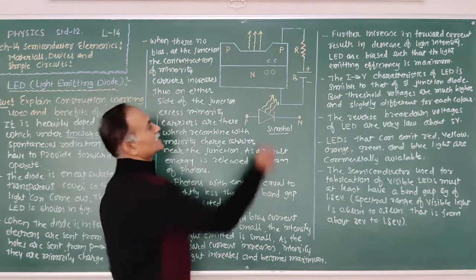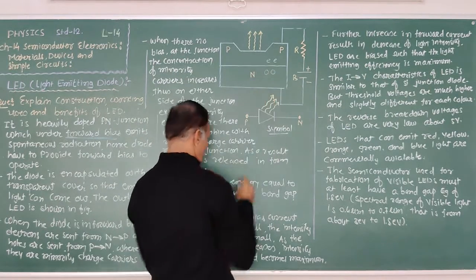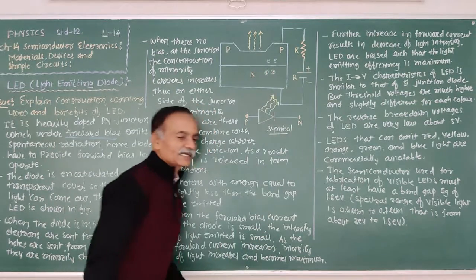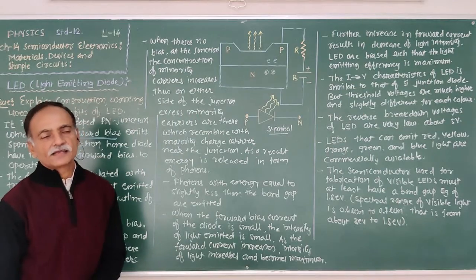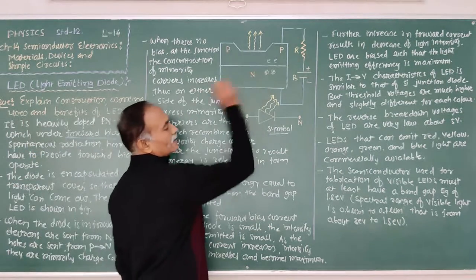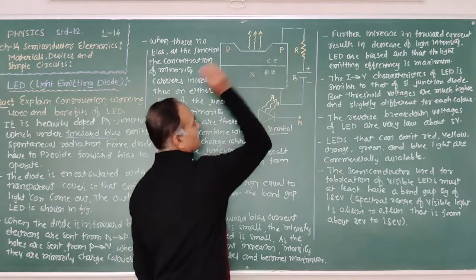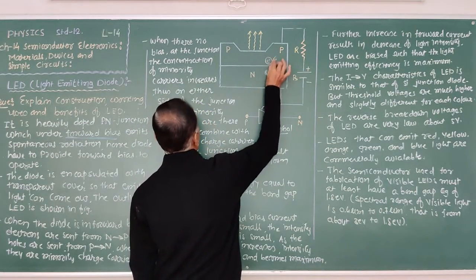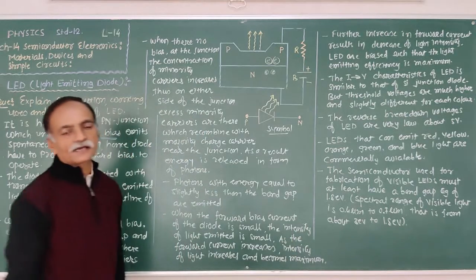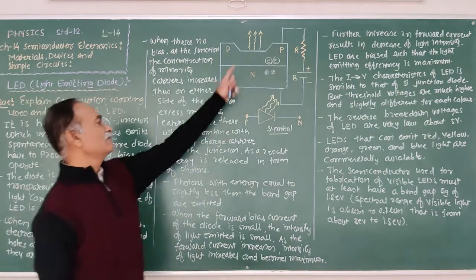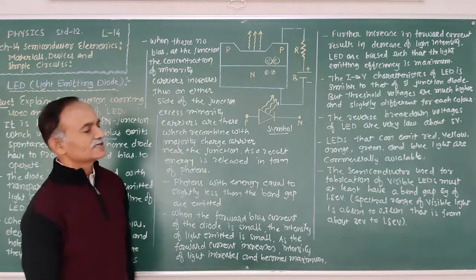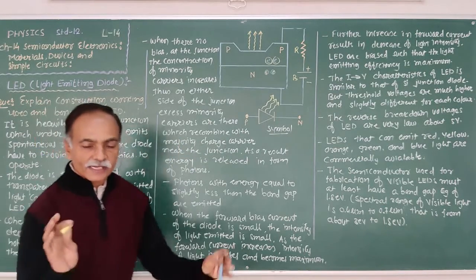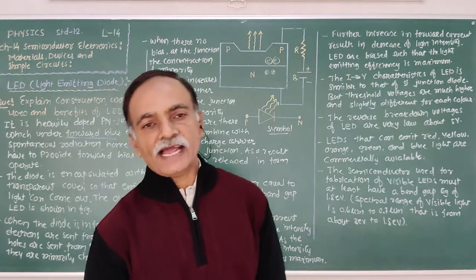So here the holes recombine with the electrons. Electrons are the majority charge carriers in the N side itself, while minority electrons are diffused from N to P. In the P side, holes are the majority charge carriers. Therefore, these electrons combine with the majority charge carriers near the junction. As a result, energy is released. Due to the recombination, the energy gets released.